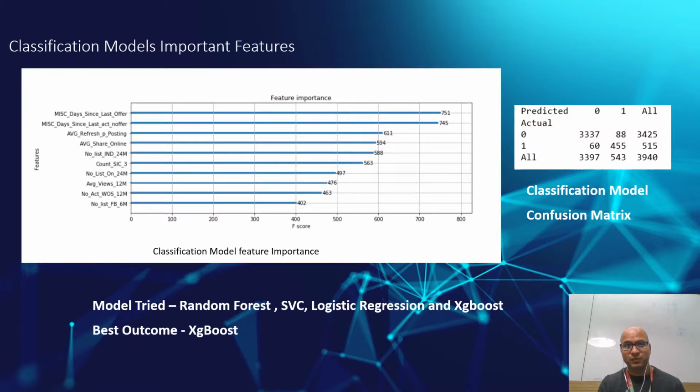The objective was to maximize the overall accuracy and minimize the false negatives. These false negatives are basically the 60. Here, I tried random forest, SVC, logistic regression and XGBoost, and the best outcome came from XGBoost. Logistic regression was used for baselining, and the others for parameter tuning using GridSearchCV and so on.